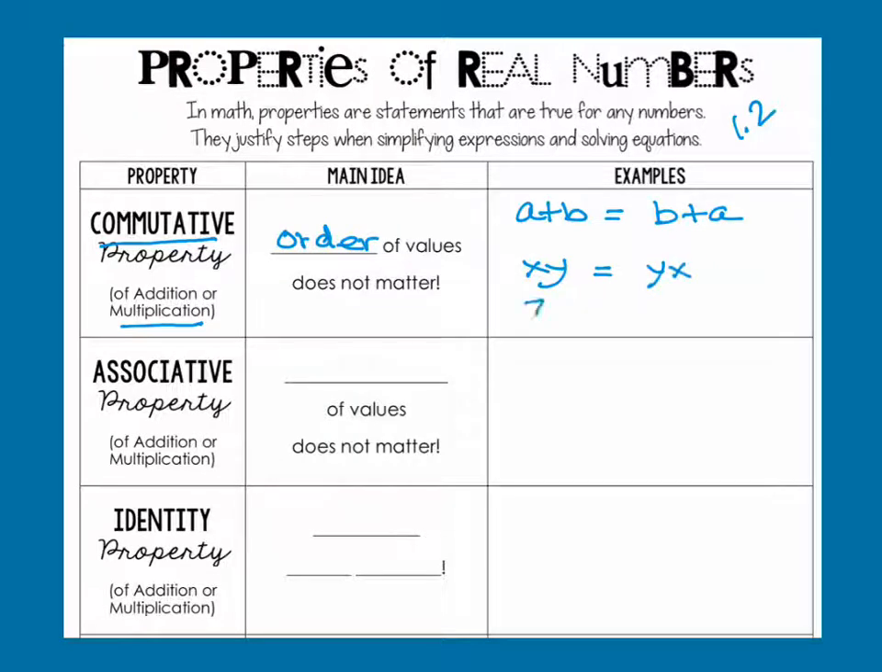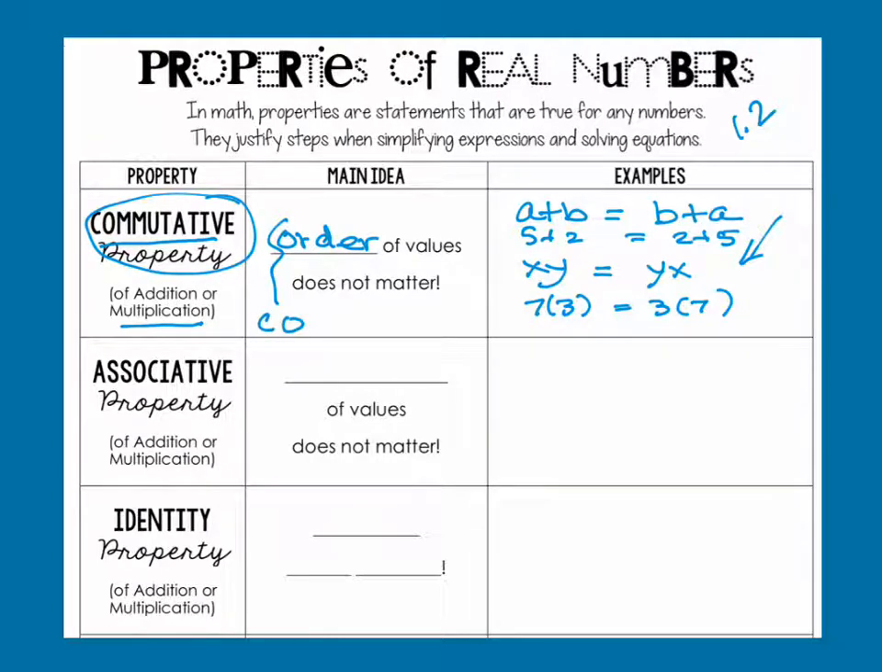So 7 times 3 is the same thing as 3 times 7. And you know that. 5 plus 2 is the same thing as 2 plus 5. I know you know this property, but you need to know the name of it. And it's called the commutative. And you got to remember that the order of the values doesn't matter. And I try to learn it by the CO that starts with commutative can stand for change order. It changes the order of the terms.